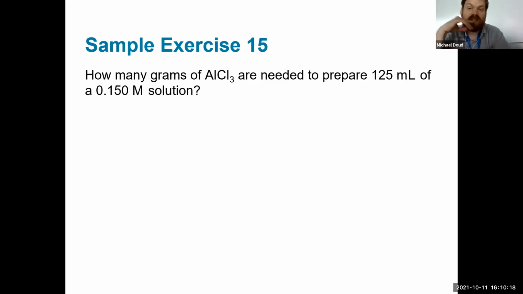Hint, what you're going to want to start with is your volume. Once you start with your volume, then use the molarity as a conversion factor. And think if there's any way that you can convert from moles to grams. Is there anything that comes to mind as a way to figure out the number of grams of aluminum chloride? Go ahead, pause the video, give it a shot, and when we come back, we'll have the answer. So pause. Okay, we're back.